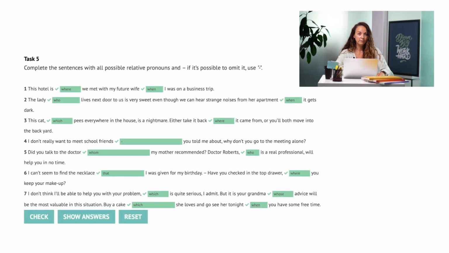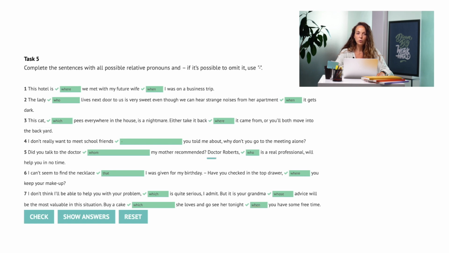Got everything right? Now answer a couple of my questions. Can we use that in sentence 3? No, because we see a comma, which means it's a non-defining relative clause. What about omitting which? Can I do it here? The answer is again no, for the same reason. We can't do it in a non-defining relative clause.